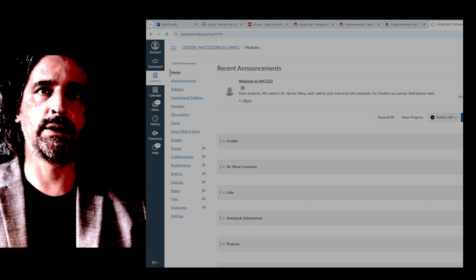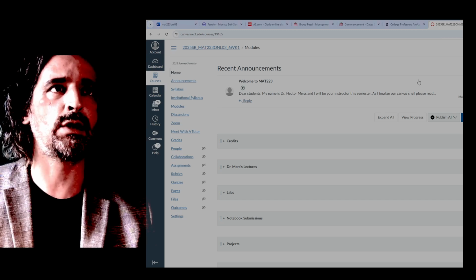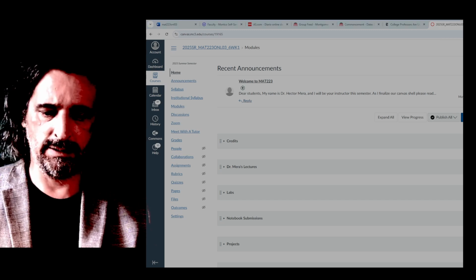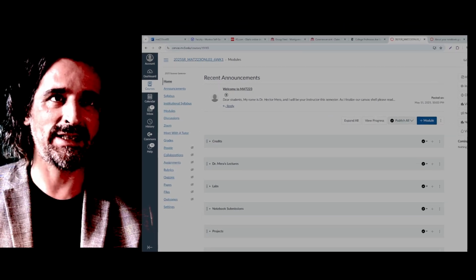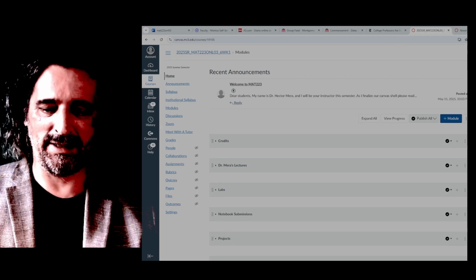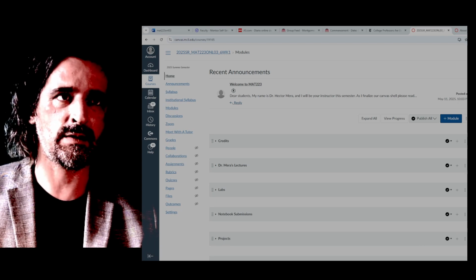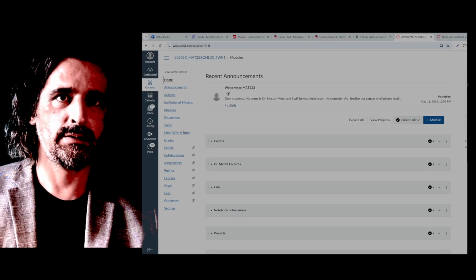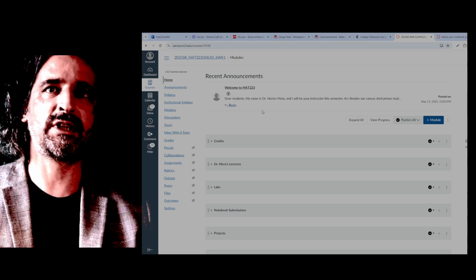So here is how the canvas looks. This is probably something pretty similar to what you are going to be seeing. Let's see if I can... it's kind of complicated, using these machines. Well, you can see that there are some announcements in there.